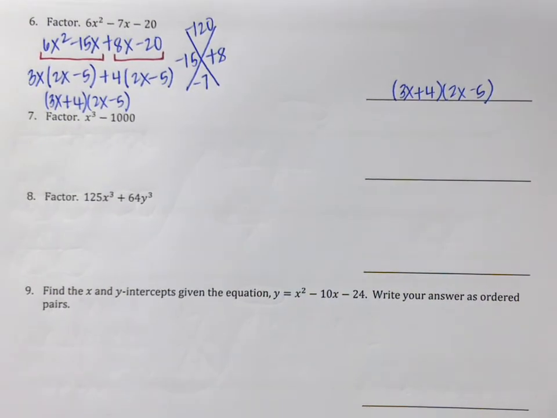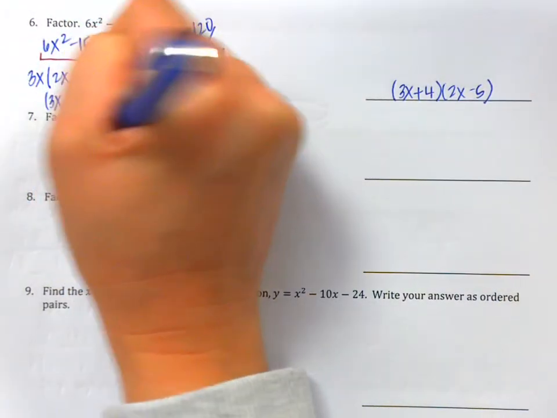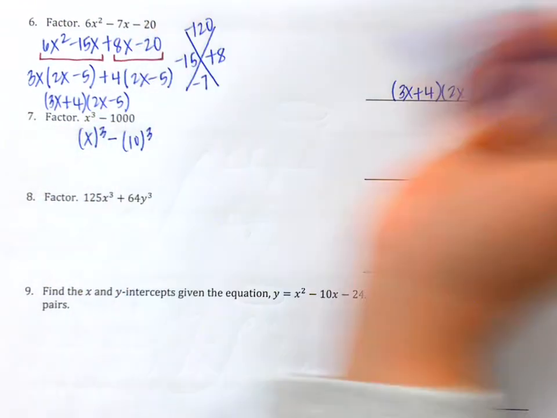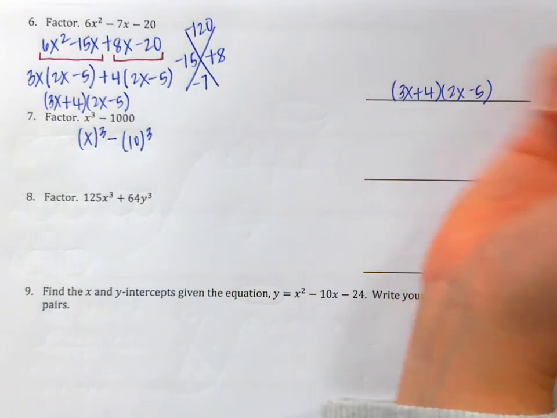Okay, number 7, x cubed plus 1,000, sorry. So with those, whenever I see a cubed in the problem, I'm thinking SOAP. Remember, SOAP is our formula that we use. So I'm thinking, what's the cube root of x cubed? That's x. And then what's the cube root of 1,000? And that's 10.